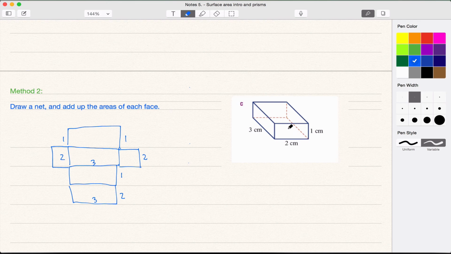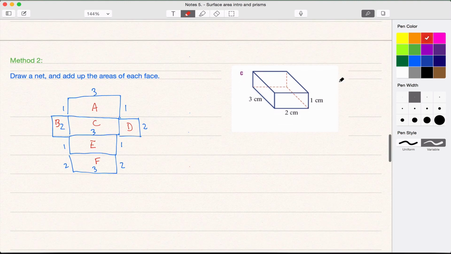Some people can visualize this really easily and kind of unwrap this box in their mind to look at the net and label each of the sides. Some people find it more difficult and might enjoy having a look at method 1. What I'm going to do once I've got my net and all of the sides labelled, I'm going to just put a letter onto each face to help me show you where the working comes from.